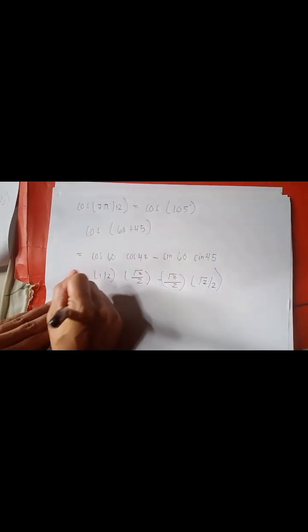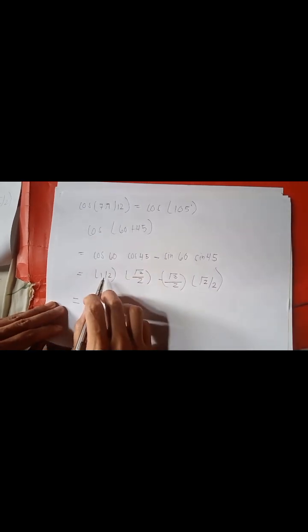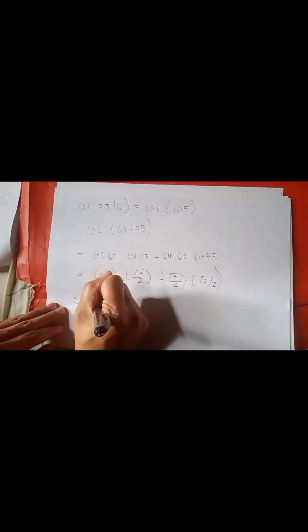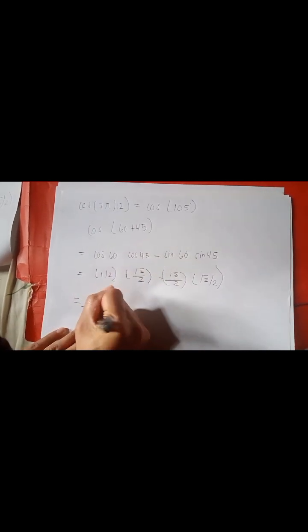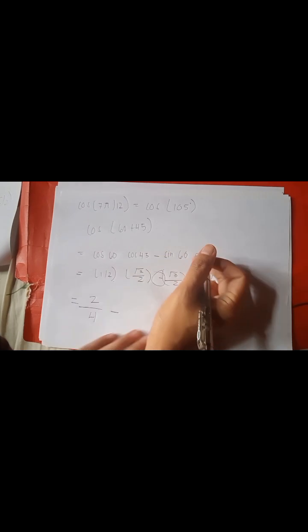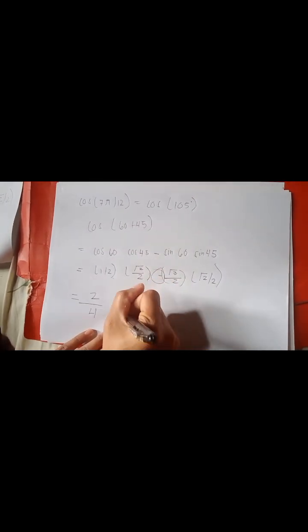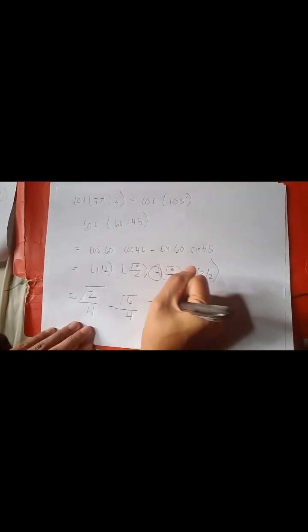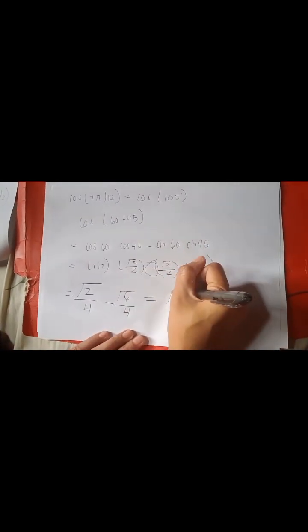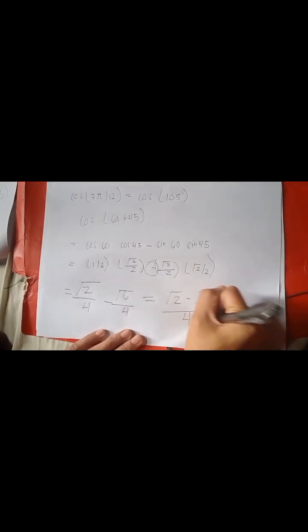So equals to 1 times 2 is equal to 2 over 2 times 2 is equal to 4 minus, copy the sign here, 3 times 2 is equal to 6 over denominator 2 times 2, 4, square root of 6 square root of 2. So equals to radical of 2 minus radical of 6 over 4. So this is the final answer.